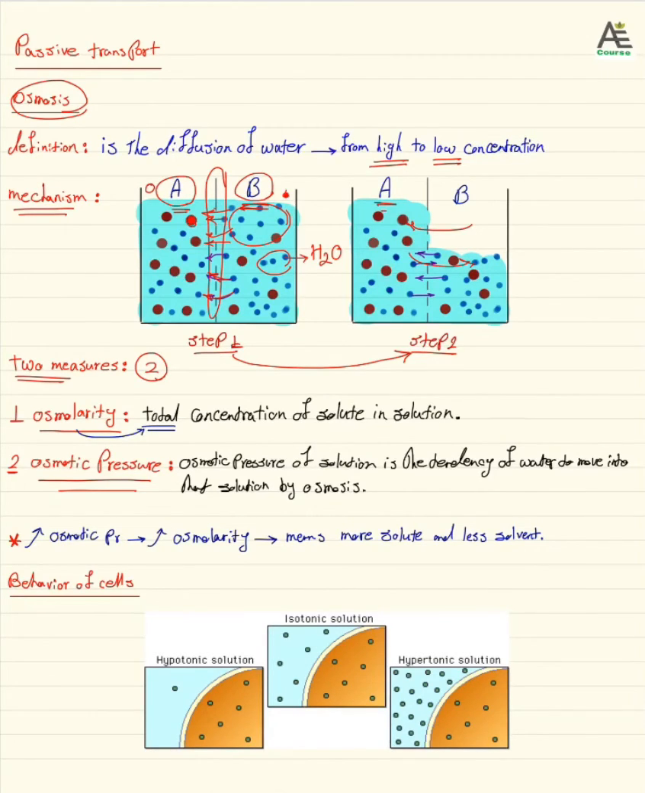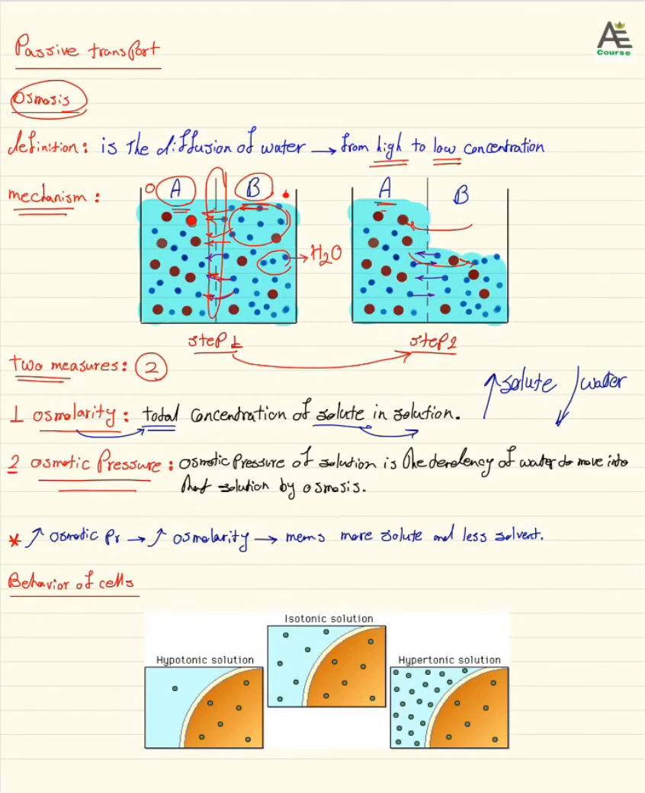Because if you have higher concentration of solutes, you will have low concentration of water. So it can cause osmosis to occur. And osmolarity is total concentration of solutes in a solution. Here you can calculate it very easily by the amount of the solid over the total amount of solvent and solid together, and you will get the total concentration of solid, which is osmolarity.